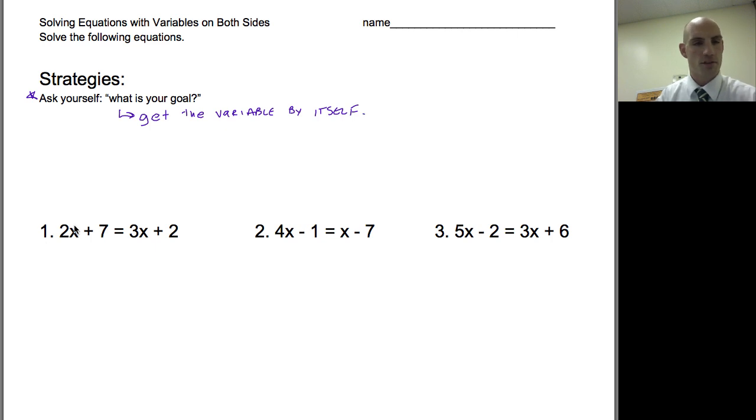And so when I look at this first problem here, it's number 1. So it's 2x plus 7 equals 3x plus 2. Normally what we try to do is we try to start making zero pairs and doing those opposite operations to eliminate everything but the x. What I want you to understand is our strategy for solving equations with variables on both sides is going to be eliminate the variable from one of the sides first.